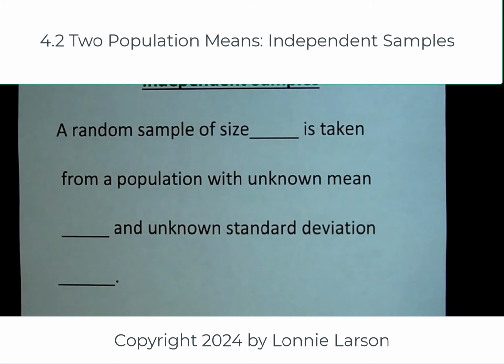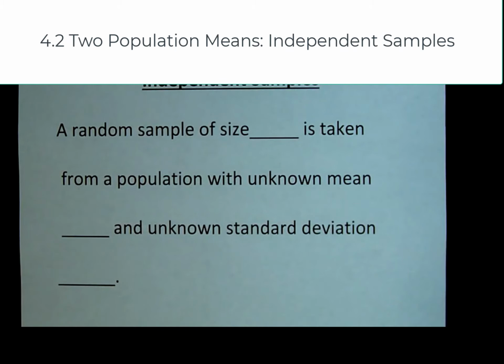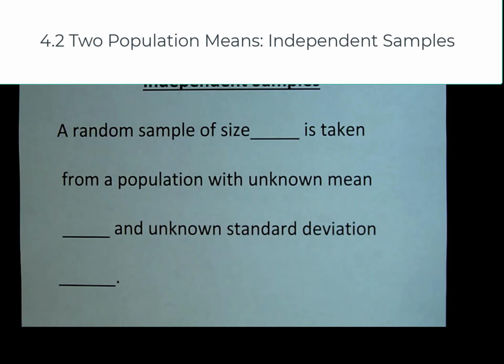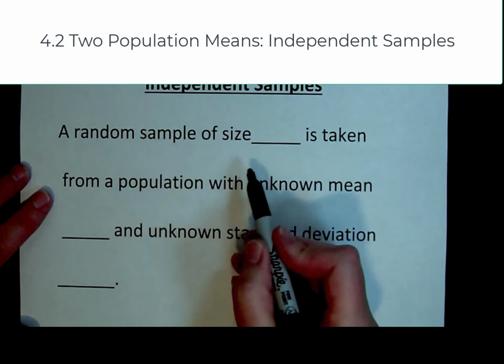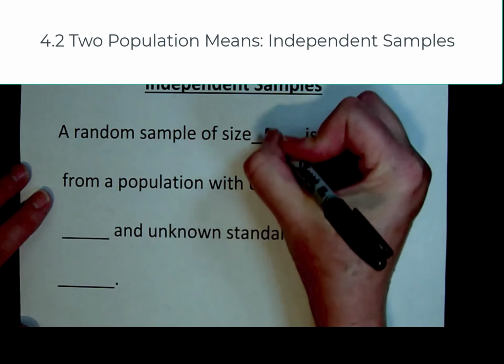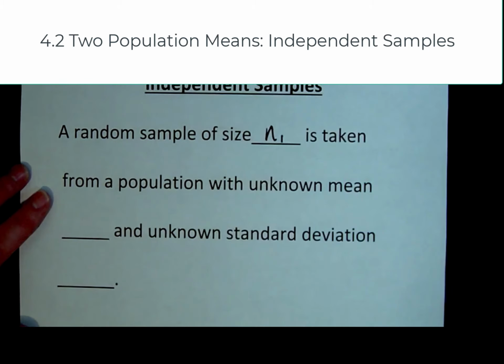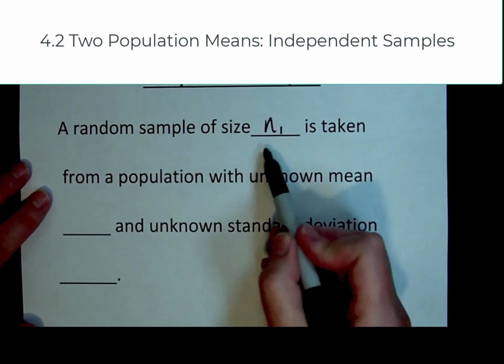Welcome back. In this section, we're going to talk again about the difference between two means of two populations, but this time we're not talking matched pairs, we're talking independent samples. So the setup is we have some population, and we're going to take a random sample from that population, and let's say the size of the random sample is little n sub 1.